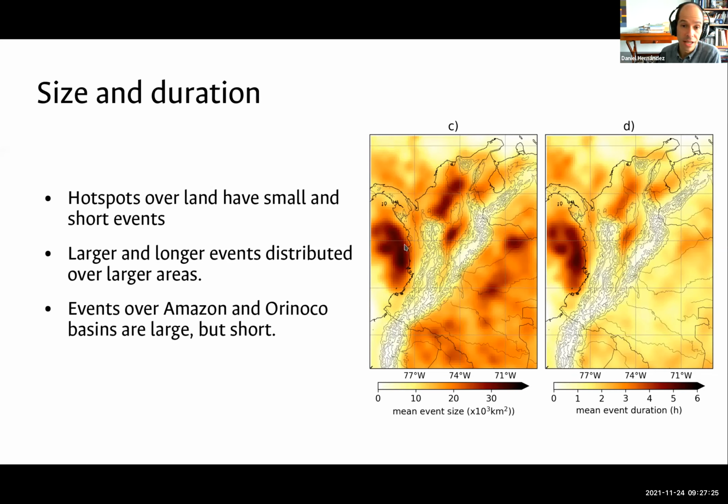But then you see what we expect. There's a lot of large and long-lasting systems here in the Pacific. That's what has brought so much attention to this region. Also in the northern part of Colombia, so this is the lower Magdalena and Cauca valleys. And you also have large systems here along the Orinoco and Amazon basins, but interestingly, they are large, but they don't seem to be as long-lasting as the ones in the Pacific or to the north. So that's an interesting contrast that is worth some further investigation.